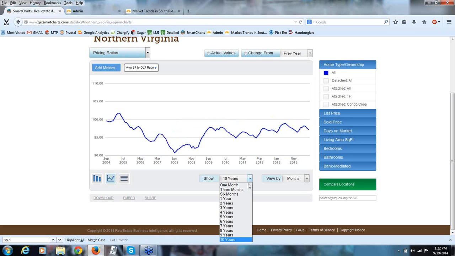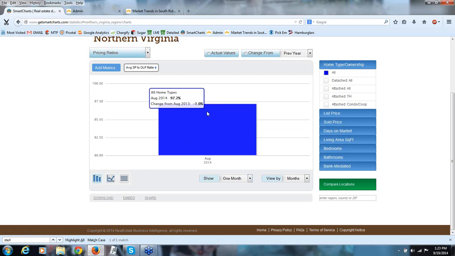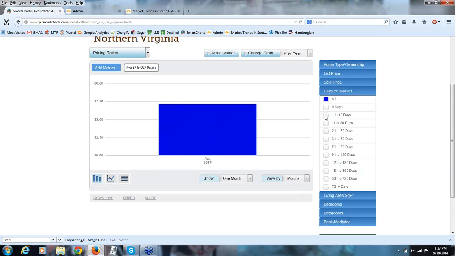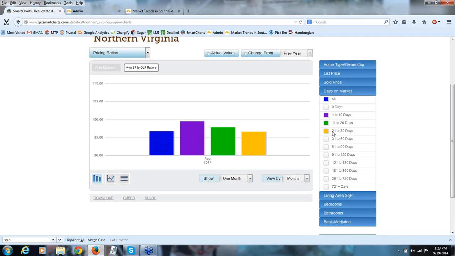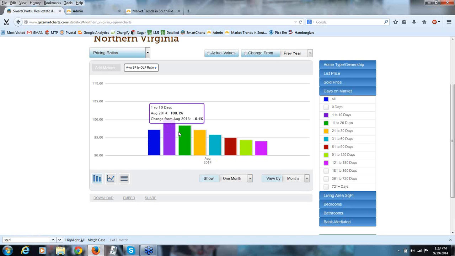The final piece for this chart is if we just look at the average sold price to original list price ratio by days on market range. Here we're just looking at 1 month, and I'll switch this to bar view. We can see for all home types in Northern Virginia, the average SP to OLP ratio is 97.2%. As I turn on more facets, 1 to 10 days, 11 to 20 days, 21 to 30 days, these are the amount of time it took for homes to sell. They get put into these buckets, 31 to 60, 61 to 90, and so on, up to 6 months. Here we can see the gradual steps that happen.